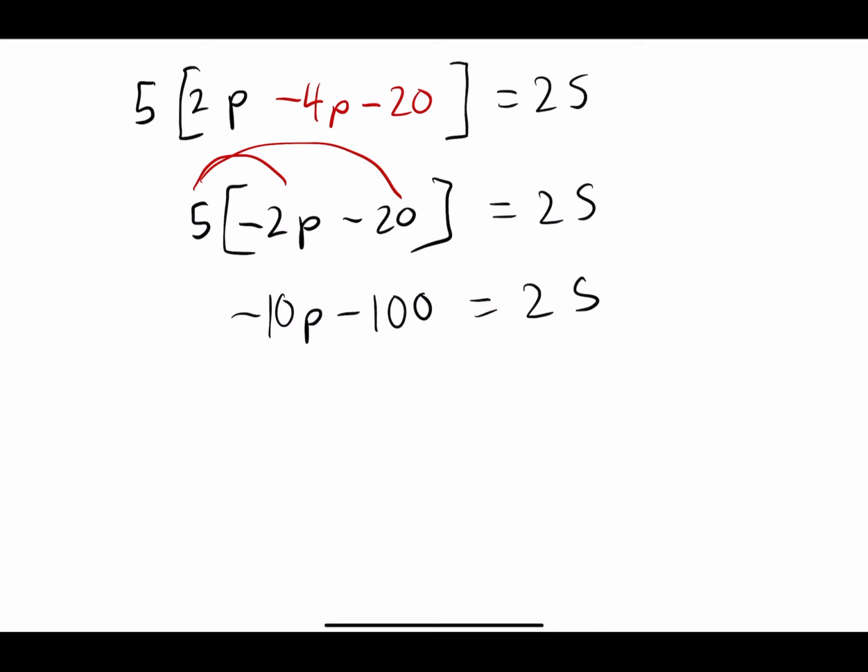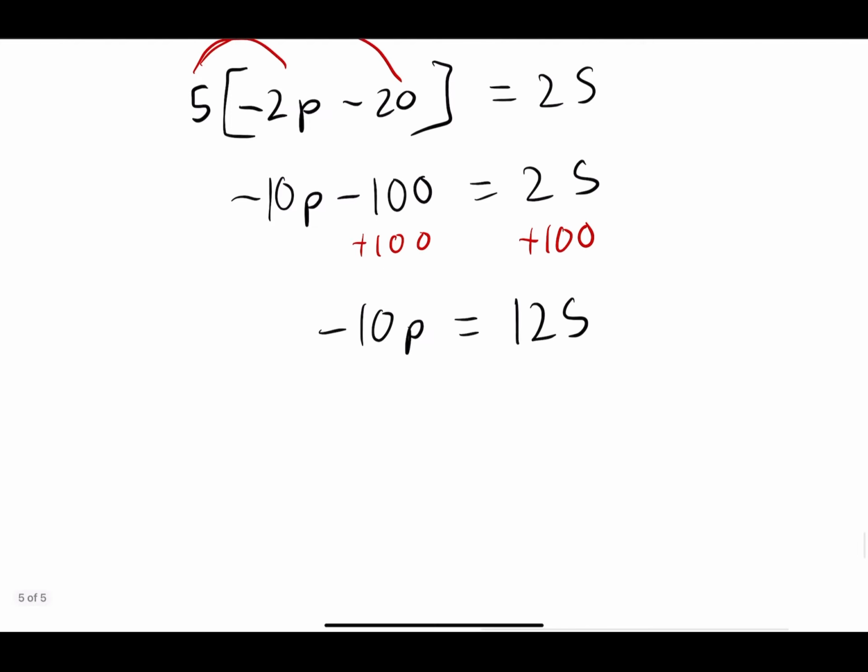Get all the variables to one side. So I have a p. Let's say I leave the p on this side. I want to take this 100 to the other, so plus 100 to both sides. And now I have negative 10p equals 25 plus 100 is 125. Okay, only p on the left side and only constants on the right side.